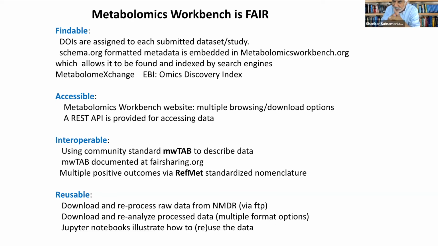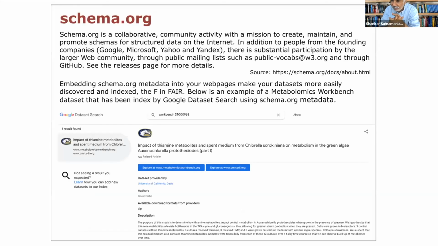In the next slides, very quickly, I will go through how we make all of this happen. And please go to the next slide. I'll be very fast in telling you. Schema.org is a collaborative community activity with a mission to create, maintain, and promote schemas. For example, embedding schema.org metadata allows you to be indexed by Google Dataset Search, and you can immediately identify any type of study that you want to look at in a very rapid manner. So I would urge all those data creators, resource generators to really adopt schema.org to make life seamless for the community to use.